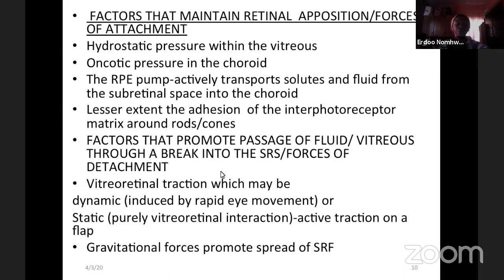But the factors that promote passage of fluid into the subretinal space or cause a force of detachment include vitreoretinal traction, which can be dynamic, occurring with rapid eye movement, or static, when you have vitreoretinal interaction from maybe proliferation in the vitreous, where membranes are formed and exert traction on the retina. Then you also have gravitational forces that can promote the spread of subretinal fluid. That's basically from the effects of gravity.